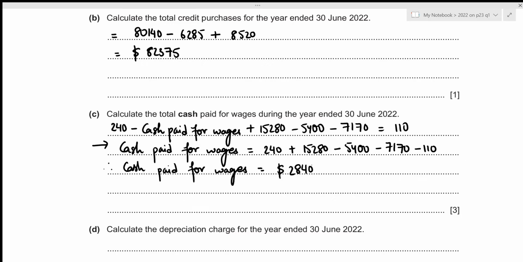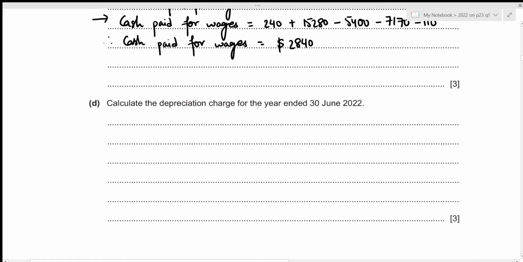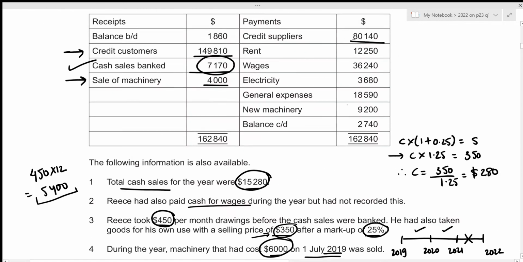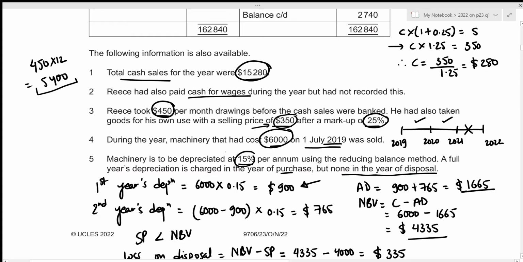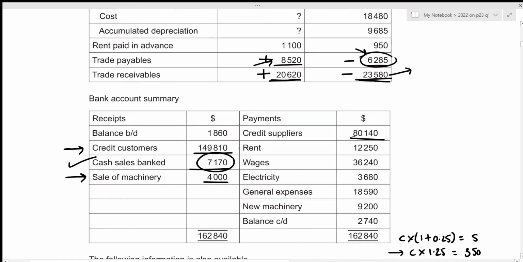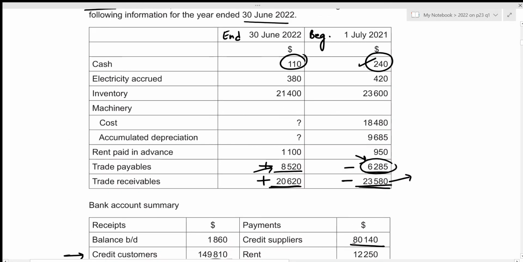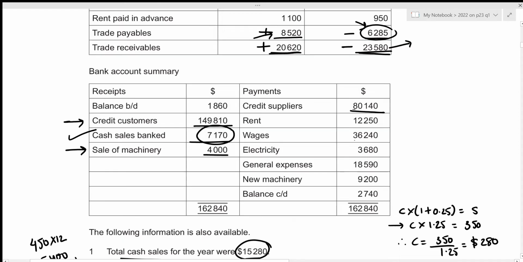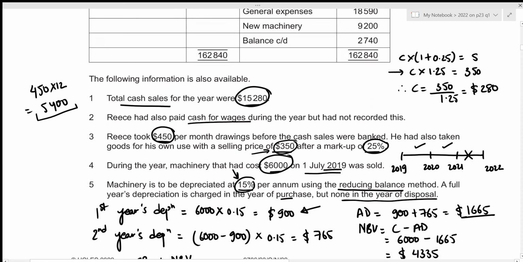Now let's move towards the fourth part. We now need to calculate the depreciation charge for the year ended 30 June 2022. Okay, let's have a look above. We were told that the depreciation policy is under the reducing balance method, which means that we need to charge this depreciation rate of 15% to the net book value rather than the cost, right? And we are also given the opening cost as well as accumulated depreciation. And in this year, we disposed a machinery worth 6,000, right? We can see right here that we disposed the machinery which had the cost of 6,000.